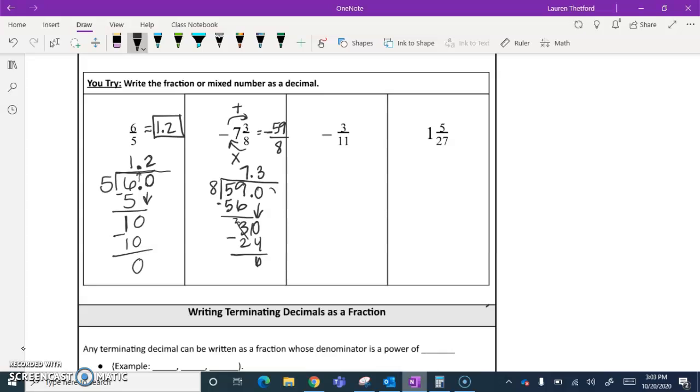And then I'm going to add a 0 to bring down. 8 goes into 60 7 times, and that is 56. I subtract, and I get 4. And I don't see a pattern yet. For all we know, after that 7, there's something different that comes after it. Now I have a 40. 8 goes into 40 5 times.